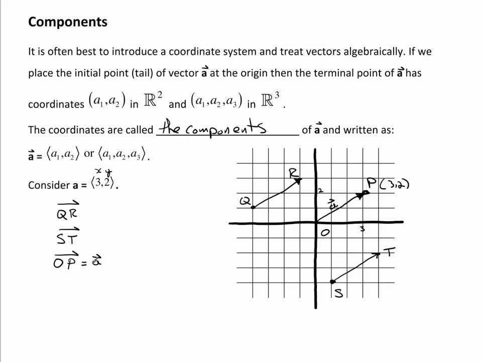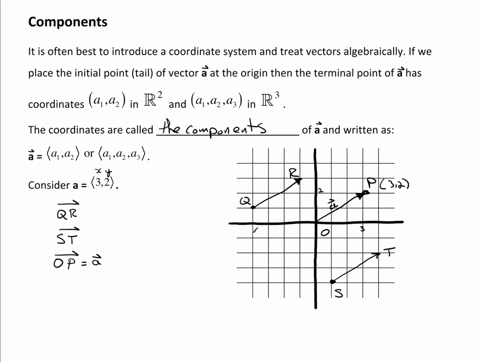Now, all these vectors shown are actually equivalent vectors. They're equivalent to A because they all have the same displacement. Every one of these, I moved over 3 and up 2, over 3, up 2, over 3, up 2. The displacement is identical. Their locations are different, but the displacements are all identical.